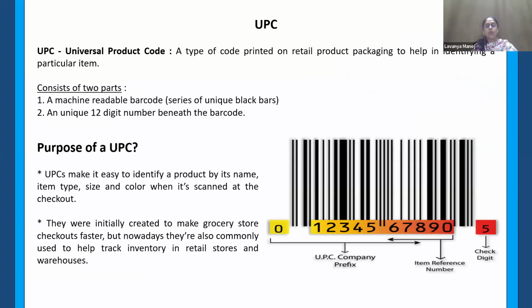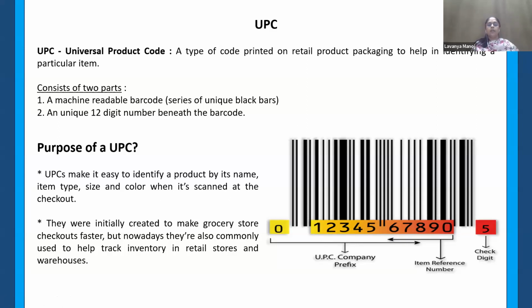Now we are coming to UPC, Universal Product Code. So in this picture, you can see this is the barcode. What is displayed here, the white and black bars, this is the barcode, and the numbers printed below the barcode is the UPC code. That is the Universal Product Code. Clear? So don't get confused. The bars is the barcode and the numbers printed below the barcode is the Universal Product Code.